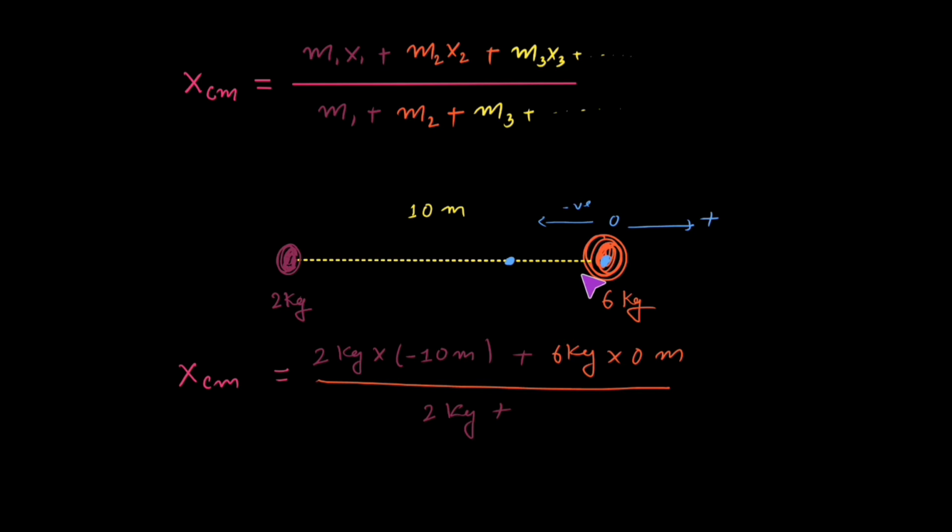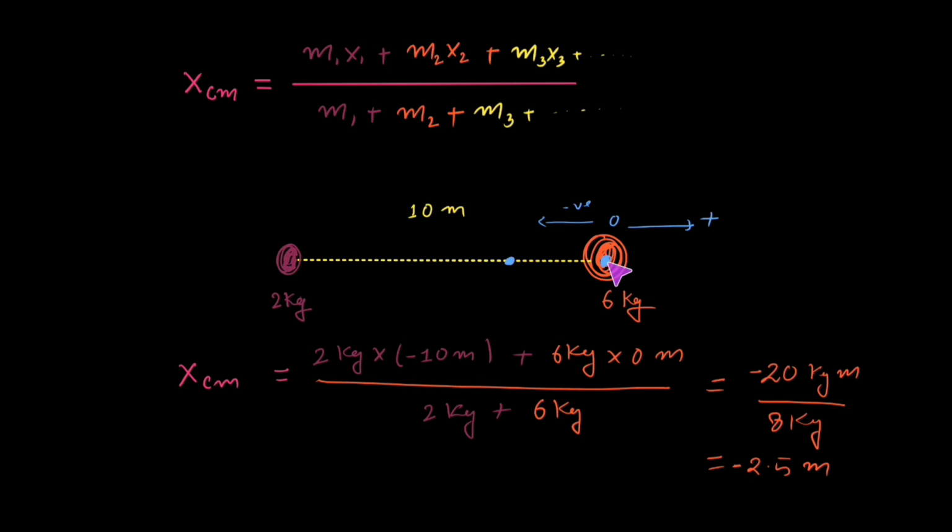m1 is 2 kg and m2 is 6 kg. So from here what will I get? I will get 2 kg into minus 10 meter, which would be minus 20 kg meter, plus this term would be 0, divided by 2 plus 6, which is 8 kg. So this would come out to be minus 2.5 meter. So minus 2.5 meter from the reference point is the center of mass.